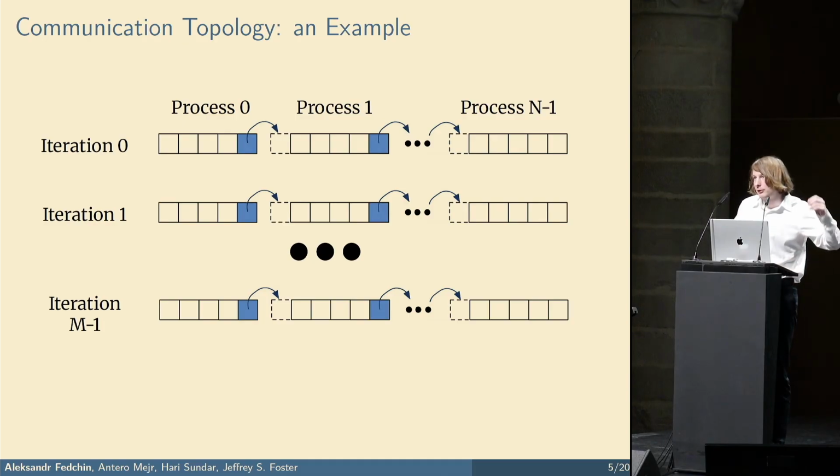What we care about is that process 0 sends a value to process number 1, and process number 1 sends a value to process number 2, and so on. Right? And then in the next iteration, the same thing happens, and then the next iteration, the same thing happens, and so on and so on.